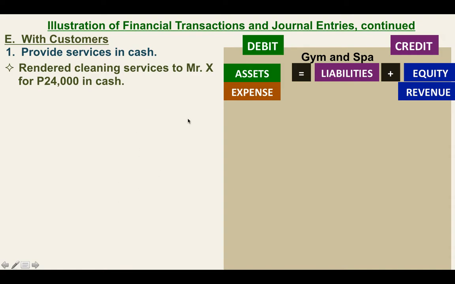So in this case, okay, when we rendered, what did we receive from Mr. X? Okay, when we give our services, we receive what? We receive cash, okay? Because it says here in cash. So what will be our credit? Our credit will be, because it is our revenue, it will be our service income for 24,000. You got it? So when it comes to customer, normally we generate our service income. So depending on what did the customer use to pay us, whether in cash or in the second.